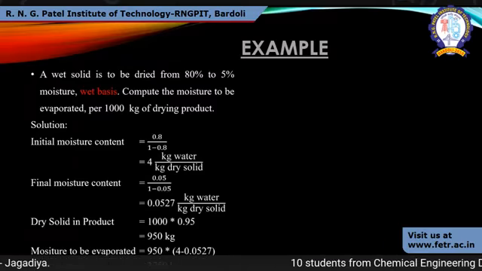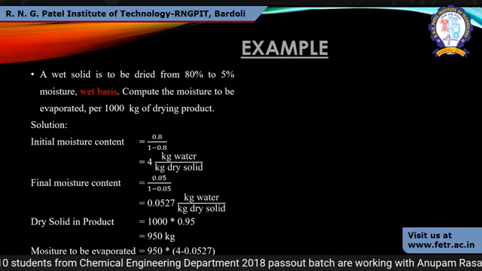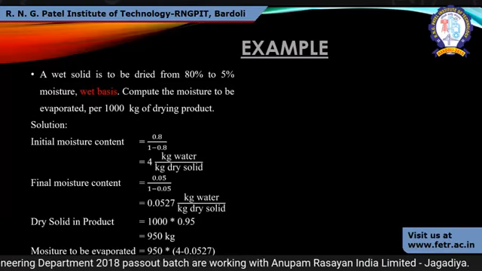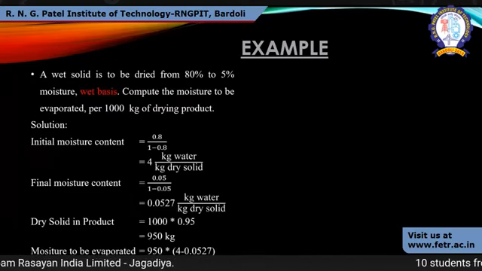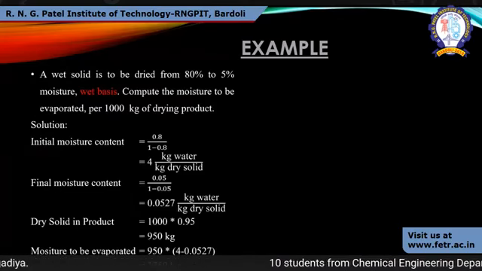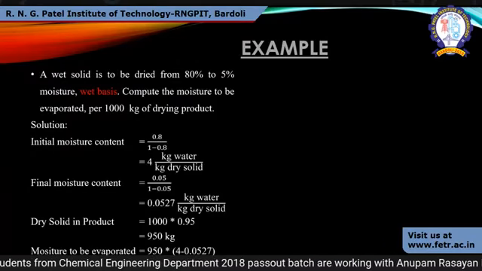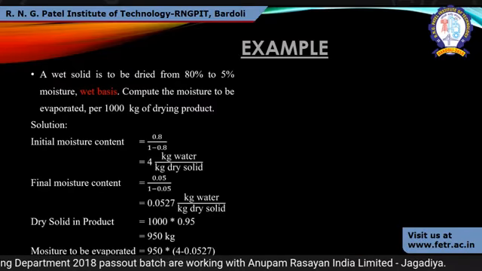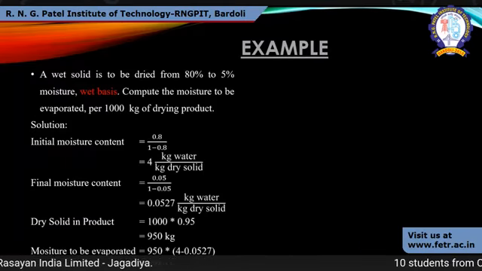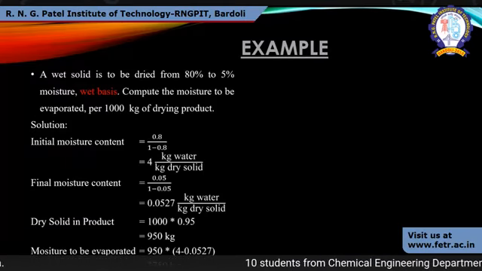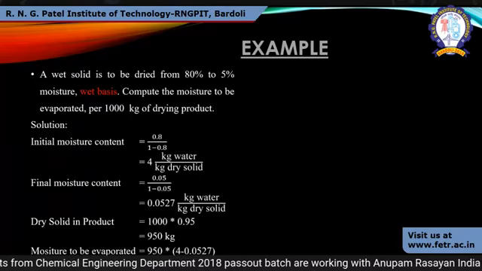So we need to compute the moisture to be evaporated, that is, how many kilograms of moisture are to be evaporated per 1000 kilogram of dry product. So now we need to convert that wet basis into kilograms. So the moisture content is 80%. If we have 80% moisture on wet basis, that means the initial moisture content is 0.8 divided by 1 minus 0.8. That is 1 minus 0.8, that is 0.2. So that 0.2 is the kilogram of dry solid, right? The dry solid.